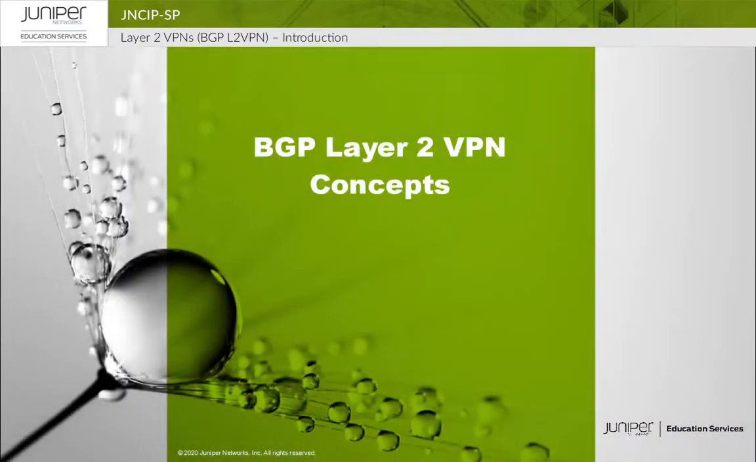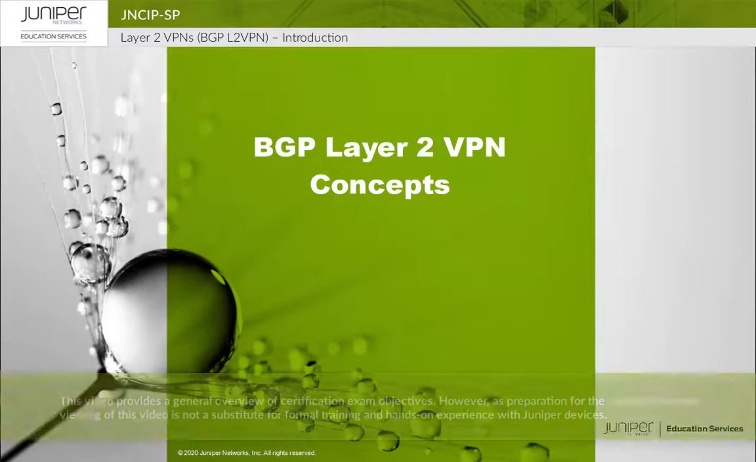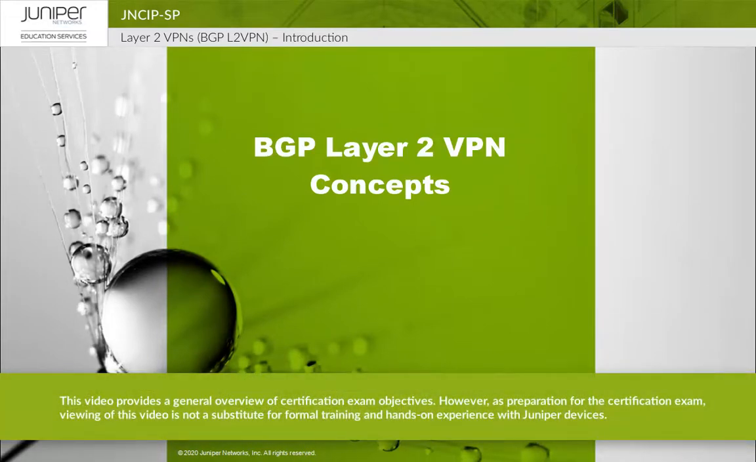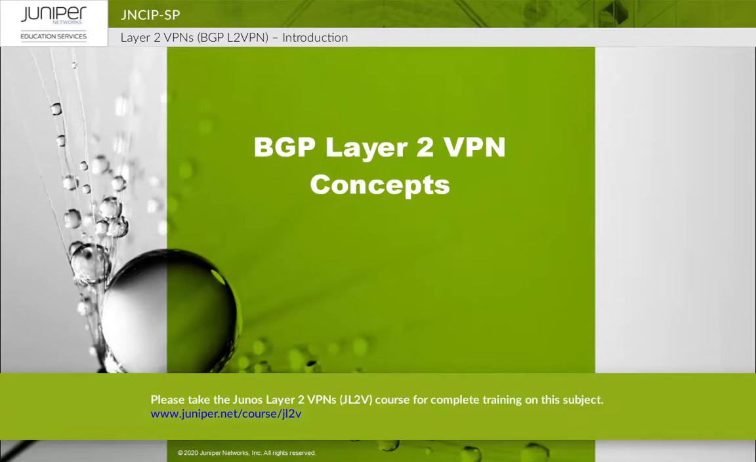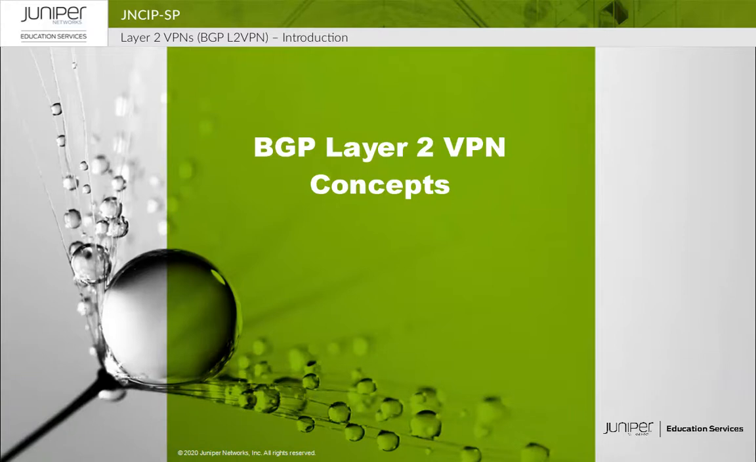In this section, we'll be taking a look at the BGP signaled Layer 2 VPN concepts objective of the JNCIP-SP exam. We'll cover the control plane and the data plane. For more detailed coverage of this topic, please check out the Juniper courses AJSPR, JL2V, and JL3V.